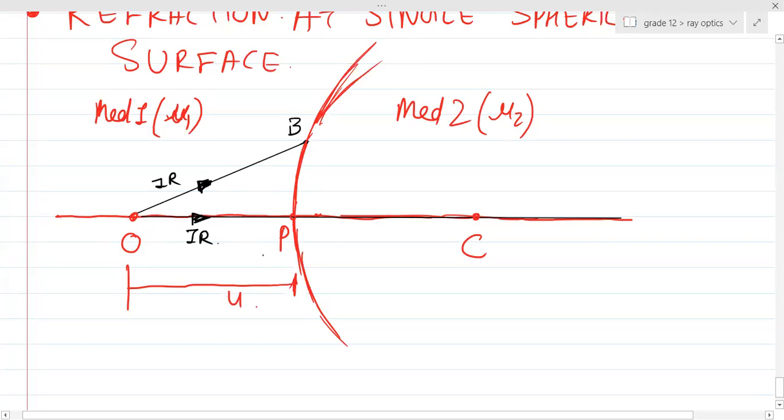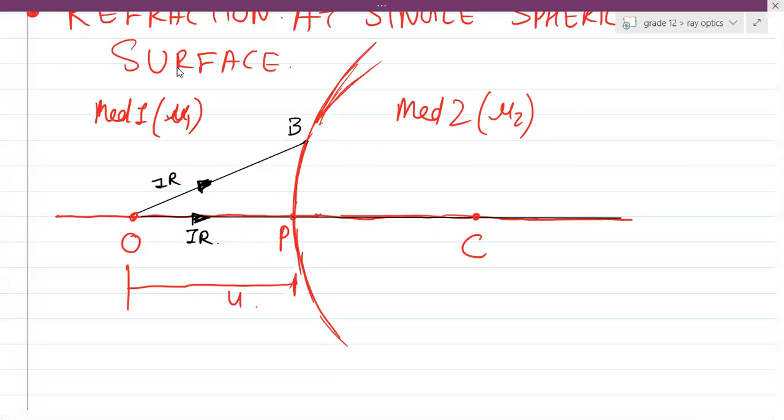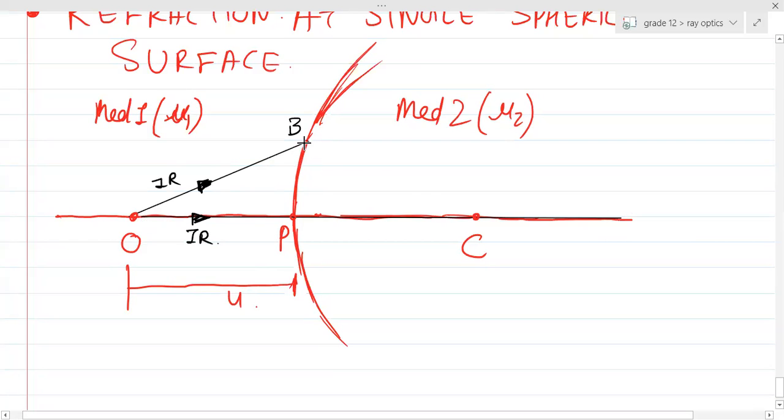Is it clear, guys? If I try to draw a normal, how will the normal look? Will the normal at this particular point look like the one passing through the center? Yes or no? And if I say medium 1 is rarer and medium 2 is denser, will it bend towards the normal or away from the normal? I don't know whether it is towards the normal or away from the normal.